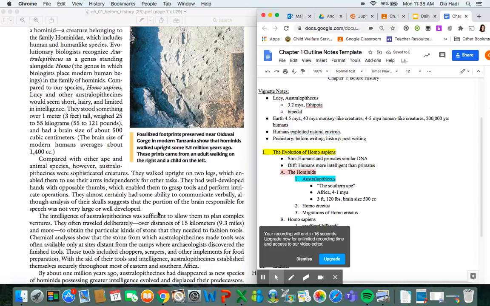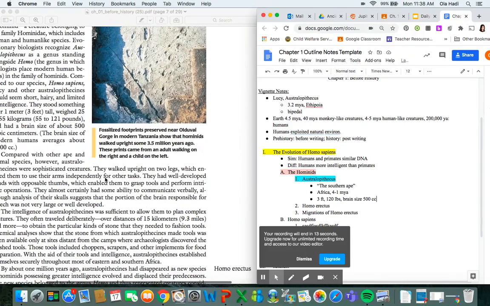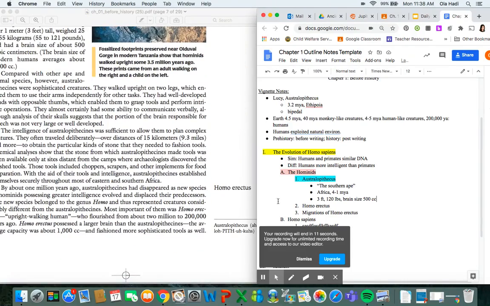Then I get into the next section, and it looks like it's still about Australopithecus. I don't get into Homo erectus until this section here. So keep up these practices as you continue to outline chapter 1 on your own. I hope that was helpful.